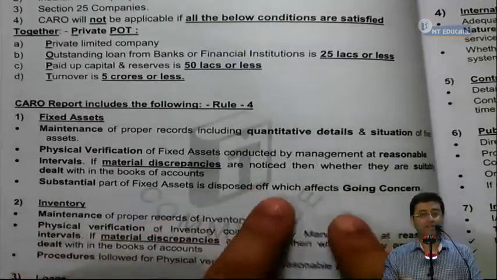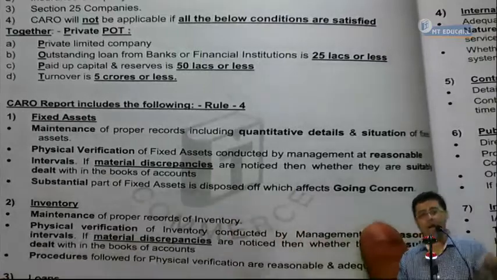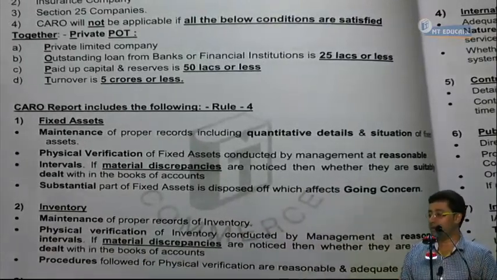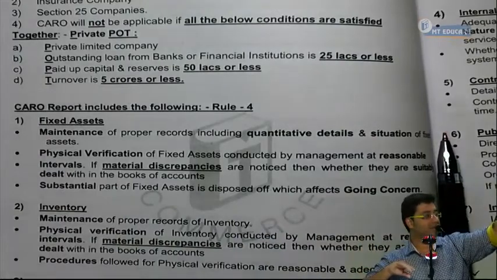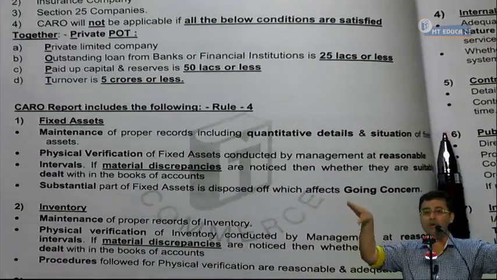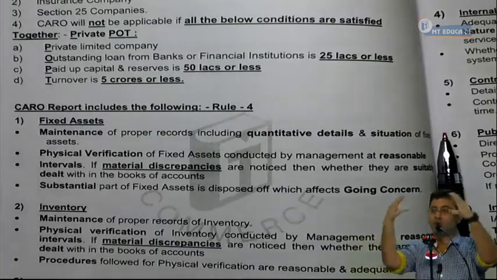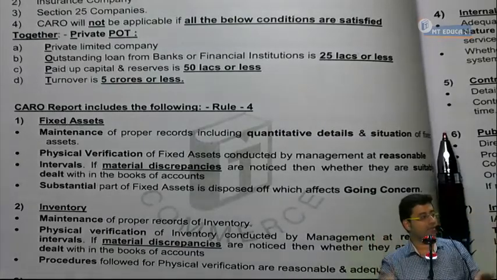Because if you are writing that the going concern assumption is affected, how can you write true and fair view in your main audit report? Are you getting this point? Then it will be contradictory. In one place you are writing true and fair view, and in the CARO report you are writing going concern assumption is affected. So the two are not tallying. Both should be agreeing on the same point.